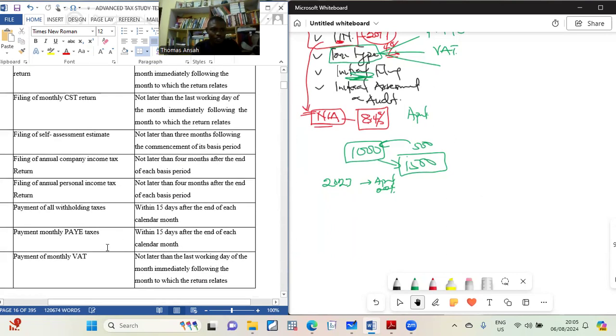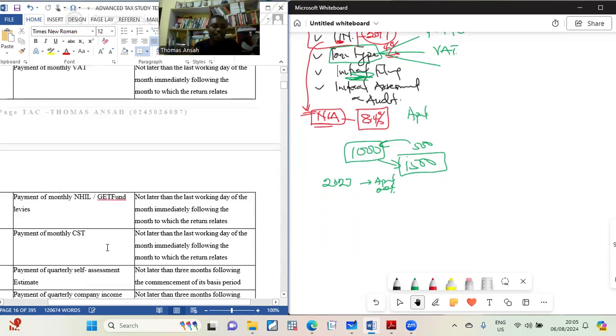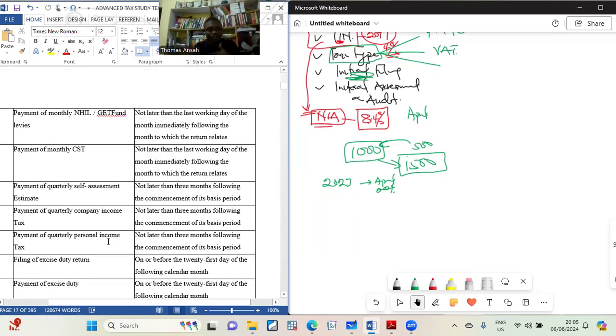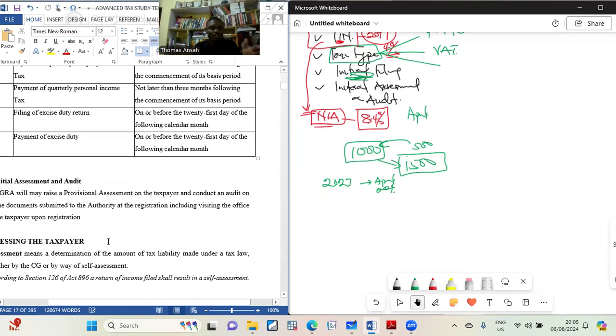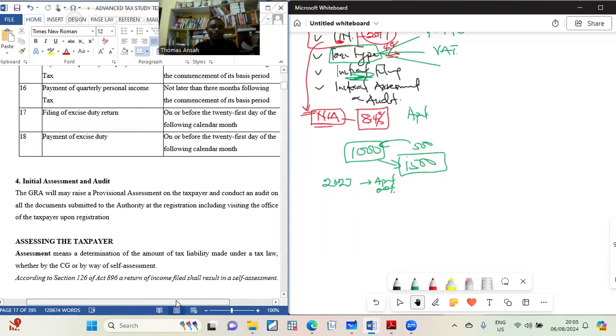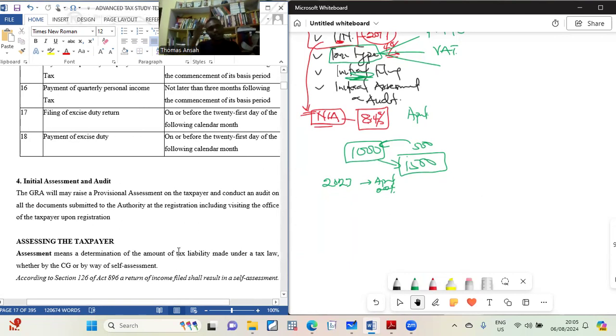Withholding tax 15, PAYE 15. So payment and filing is the same. Quarterly tax installments, everything is the same. So these are what you should know. All right, please, these things are something you should have at your fingertips.